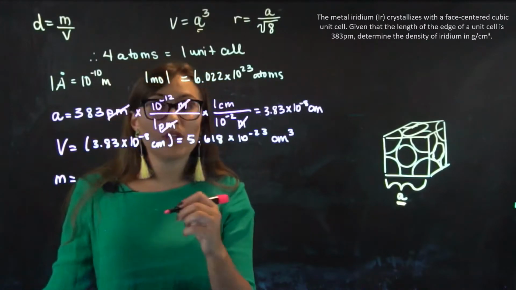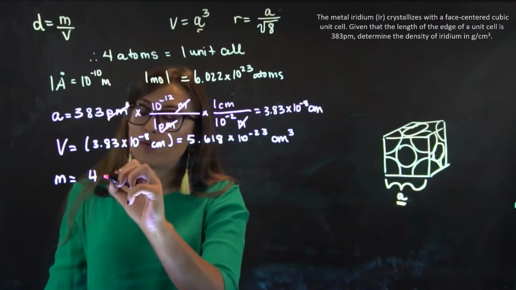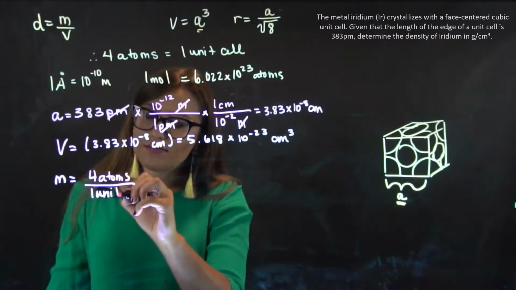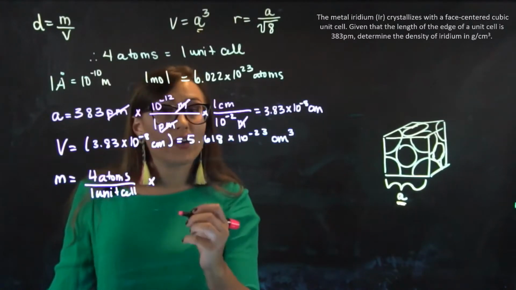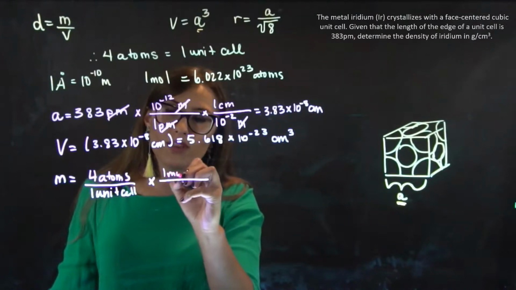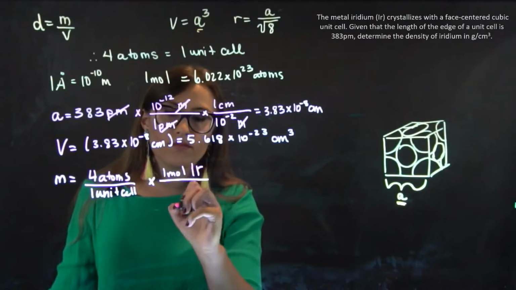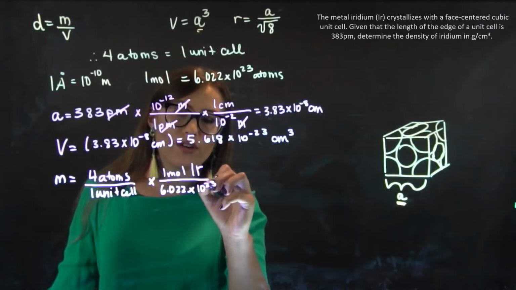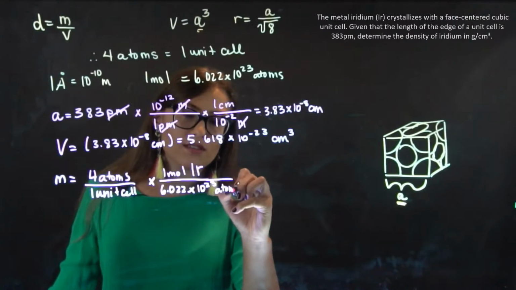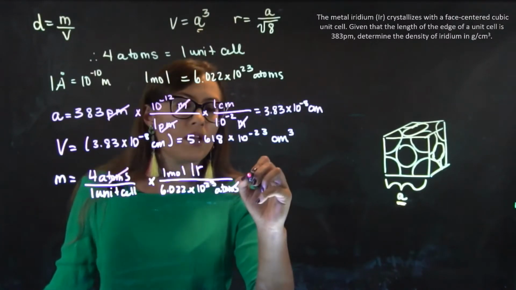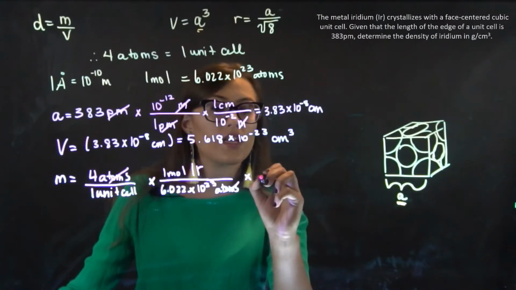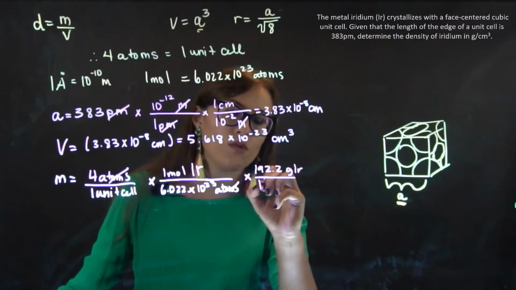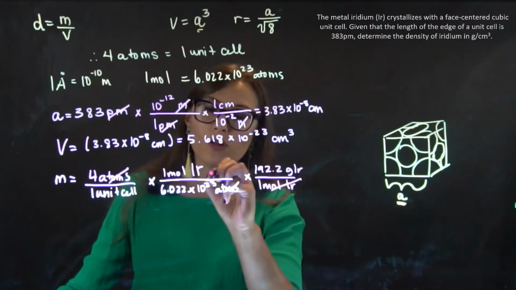So similarly to before, we know that there are 4 atoms to 1 unit cell. We multiply by Avogadro's number, where we have 1 mole, in this case of iridium, over 6.022 times 10 to the 23rd atoms. Atoms and atoms cancel out. And then we multiply by the atomic weight of iridium, which is 192.2 grams over 1 mole of iridium. Mole and mole cancel out.